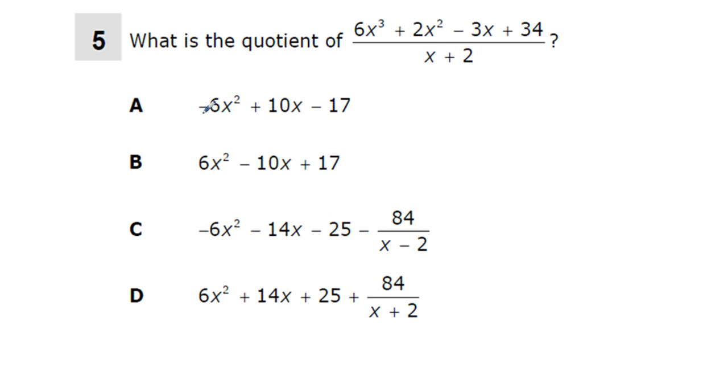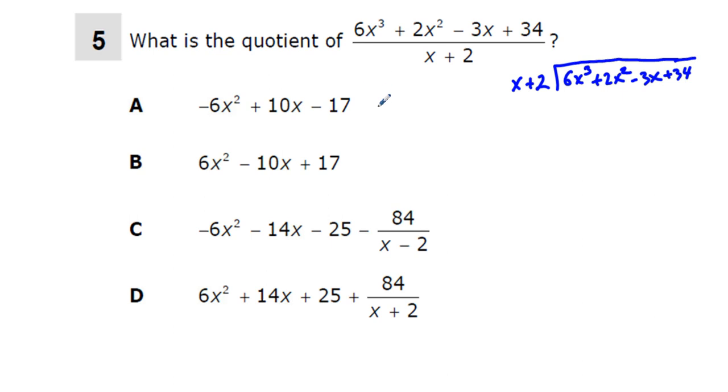5. What is the quotient of 6x cubed plus 2x squared minus 3x plus 34? Well, let's figure that out. You're dividing that by x plus 2. So there are a number of ways you can do this. You can use polynomial long division. You can put 6x cubed plus 2x squared minus 3x plus 34 and divide that by x plus 2.